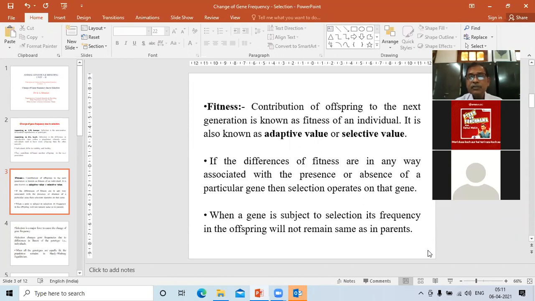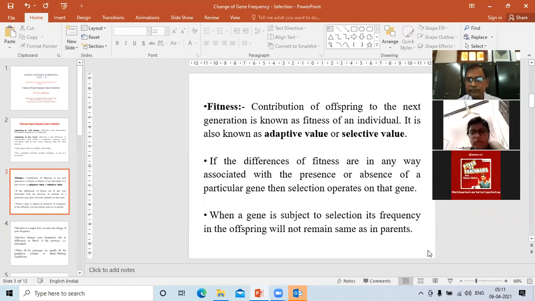The individual which contributes the maximum number of offspring to the next generation is the most favored genotype or the standard genotype. This fitness is also known as adaptive value or selective value.